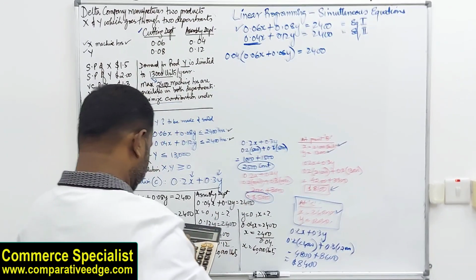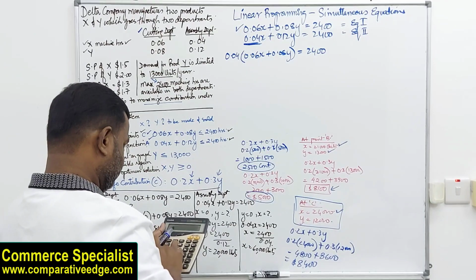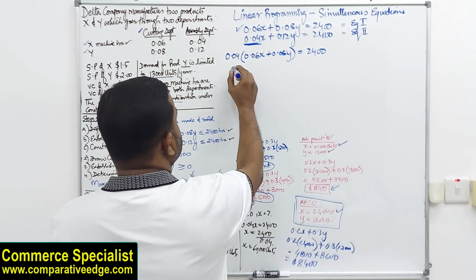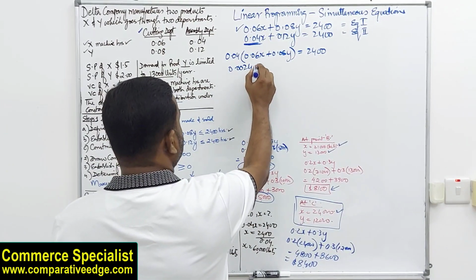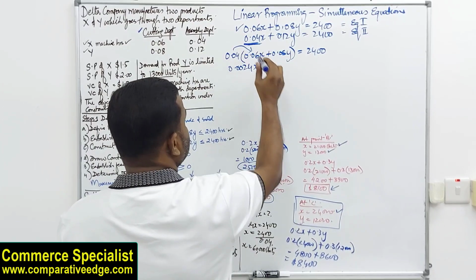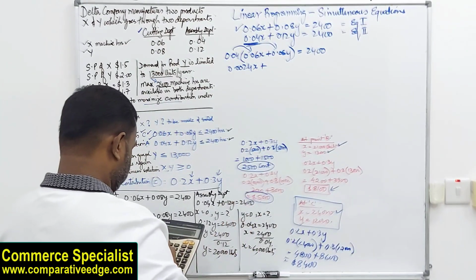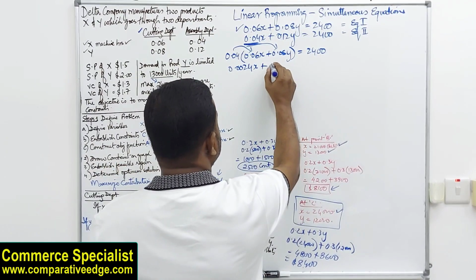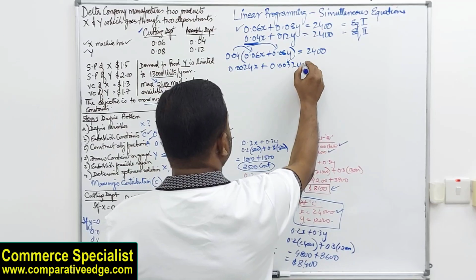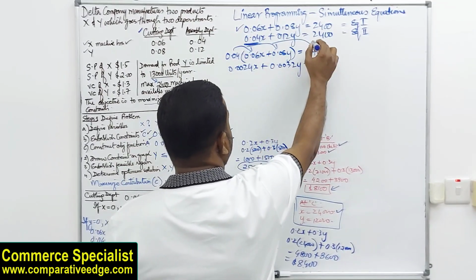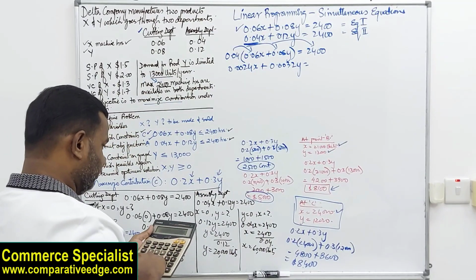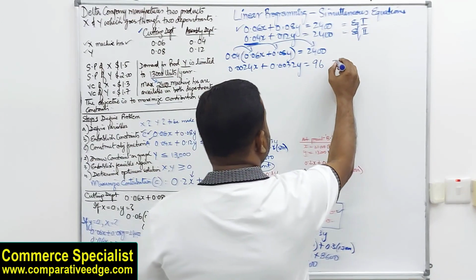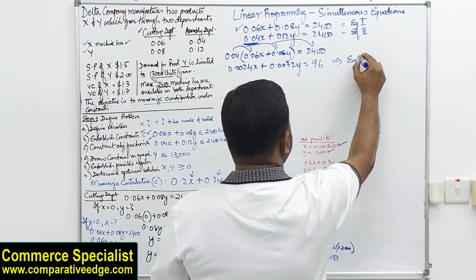So when I multiply 0.04 into 0.06, I will get 0.0024x plus, now this will be multiplied by this, 0.04 into 0.08 will give me 0.0032y, and this now will be multiplied by 2400. So 2400 into 0.04 will give me 96. Now this has become equation 3.